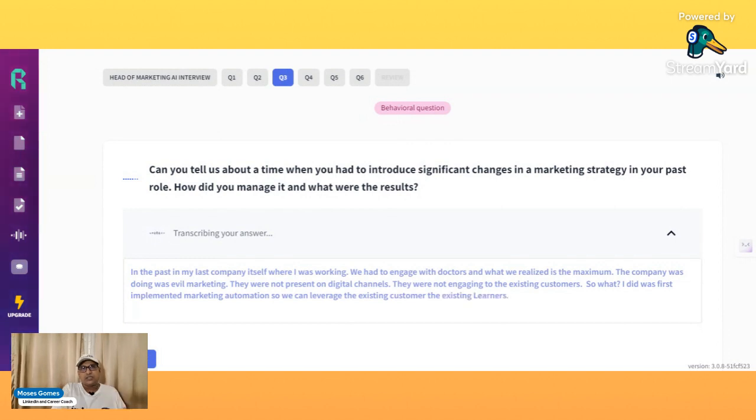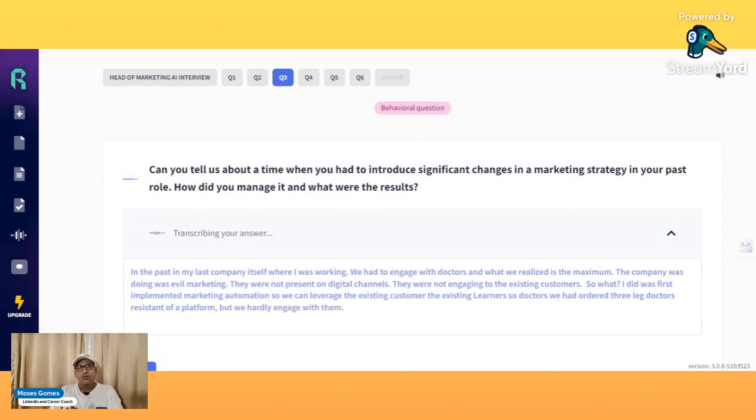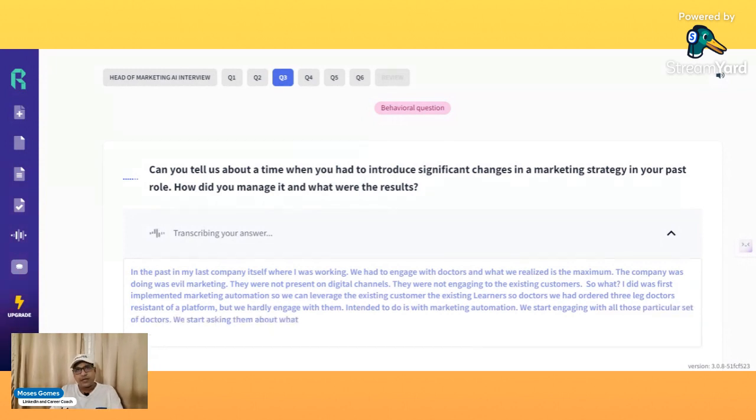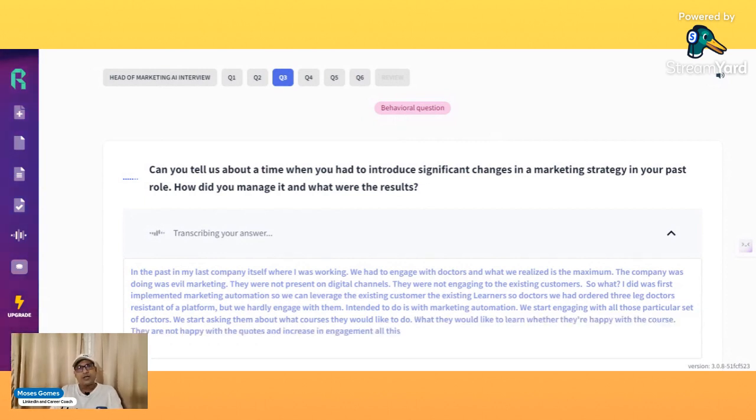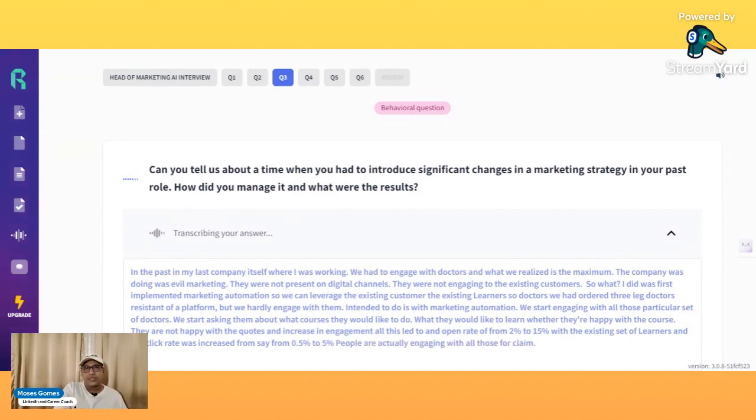We had around 3 lakh doctors registered on our platform, but we hardly engaged with them. What I intended to do is with marketing automation, we start engaging with all those doctors. We start asking them what courses they would like to do, what they would like to learn, whether they are happy with the course or not, and increase engagement. All this led to an open rate increase from 2% to 15% with the existing set of learners, and the click rate increased from 0.5% to 5%. People are actually engaging with all those emails. This was for the existing set of customers.